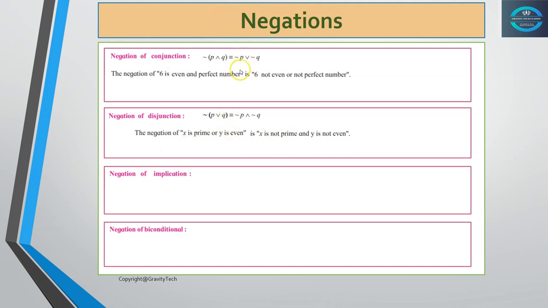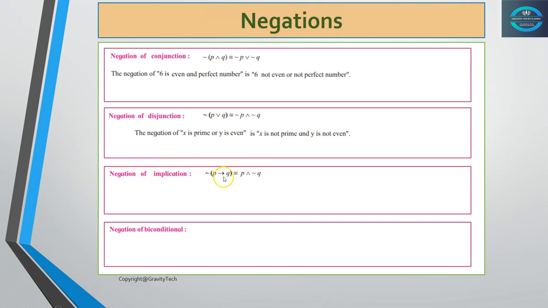You have to use these directly in examples as well. When you get examples saying, without using truth tables, prove the logical equivalence, then in such statements and such examples you have to use these directly. These can also come in MCQs. Right, let's see now.